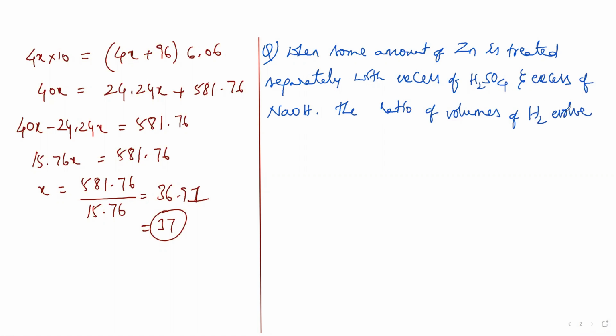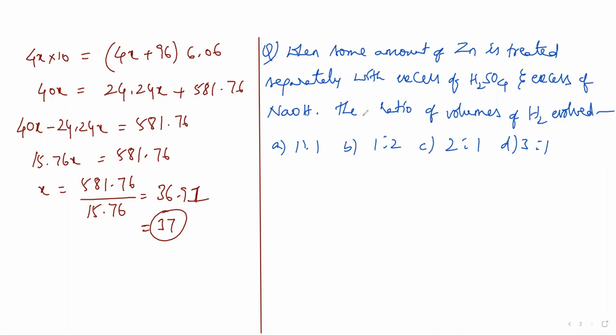volumes of hydrogen evolved. So in which ratio is hydrogen gas evolved? In two different cases. One is zinc treated with H2SO4 and the other is zinc treated with NaOH. That means zinc is treated with acid and zinc is treated with base. Then what will be the ratio of volumes of hydrogen evolved? First option 1:1, 1:2, 2:1, last one 3:1.